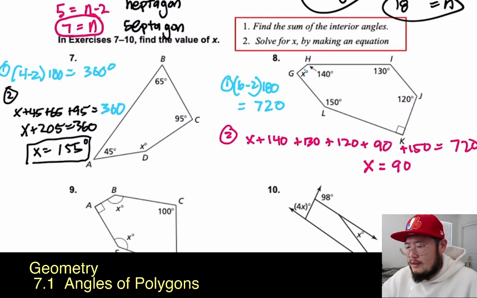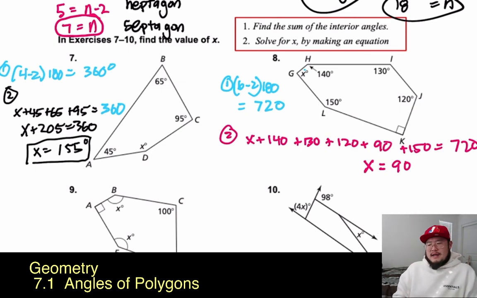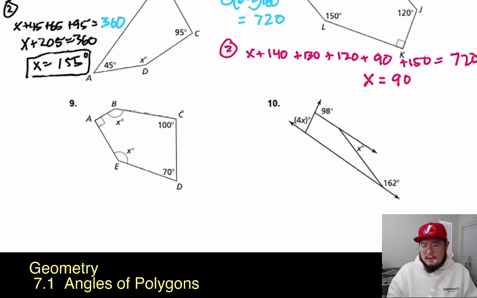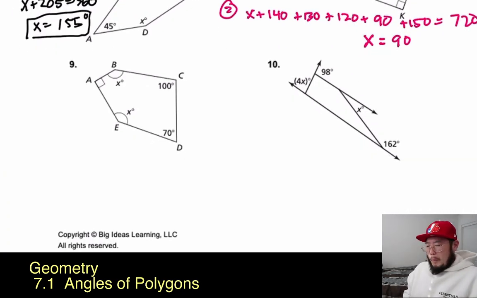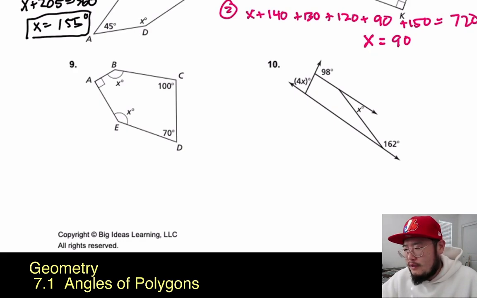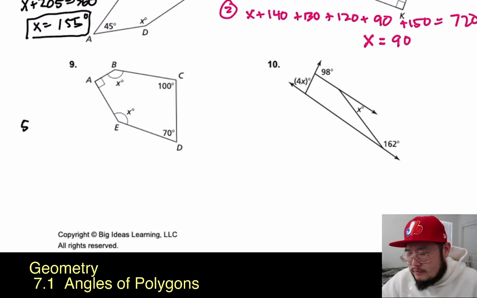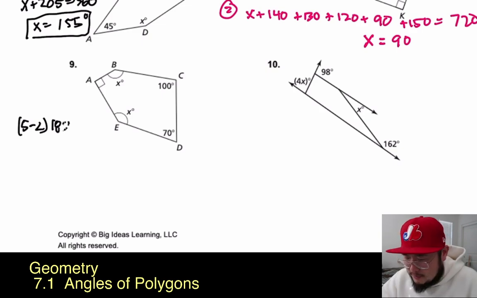Next up, let's take a look at number 9. It looks like we have a total of 1, 2, 3, 4, 5 sides. We've got ourselves a pentagon here. A funny looking pentagon, right? Not our normal one. So we've got 5 minus 2 times 180. We'll do step 1 right here, and so we end up with 540 degrees.